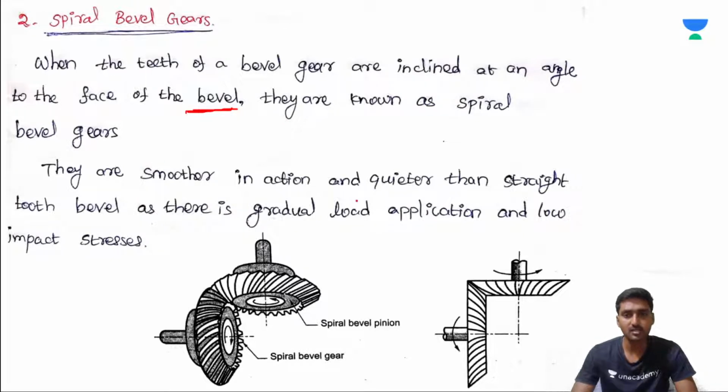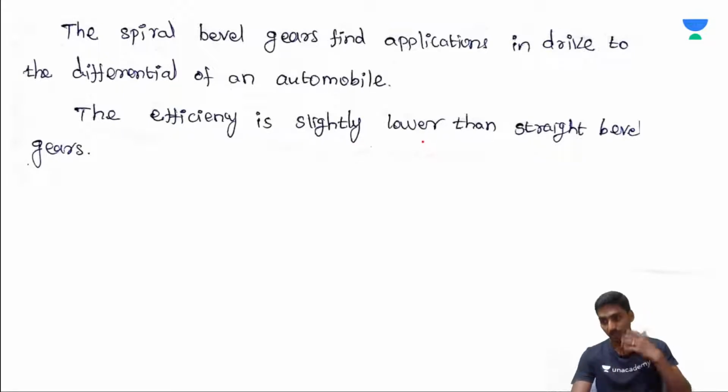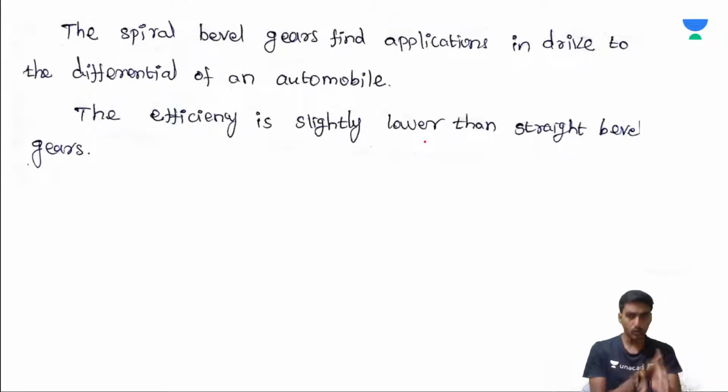They are smoother and quieter than the straight tooth bevel gears, as there is a gradual load application and low impact stress. Spiral gears are smoother, and they are used for high load applications. So this is the classification for intersecting axes. Spiral bevel gears find applications in the drive to the differential of an automobile. The efficiency is slightly lower than straight bevel gears, but it is smoother, and it is used for high load applications.